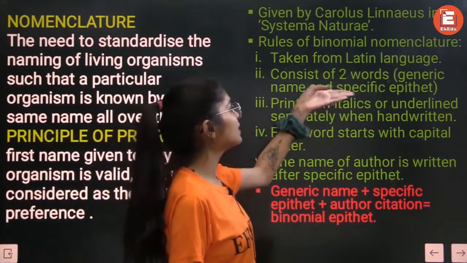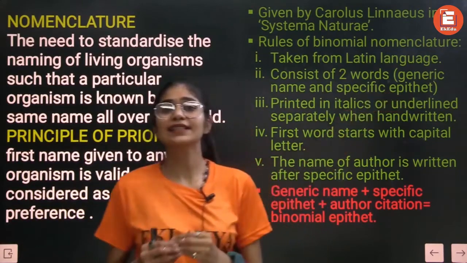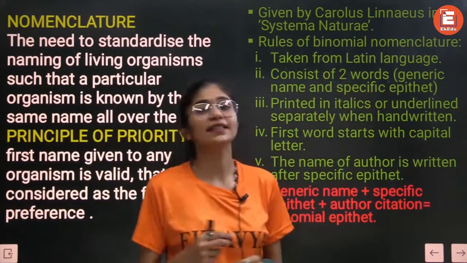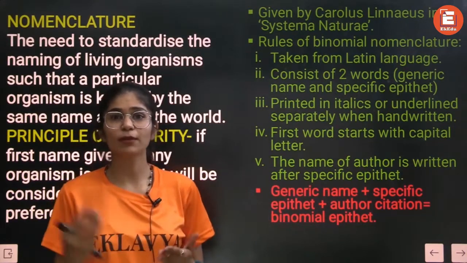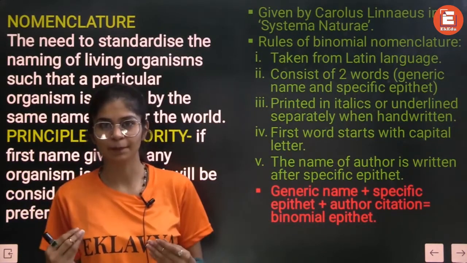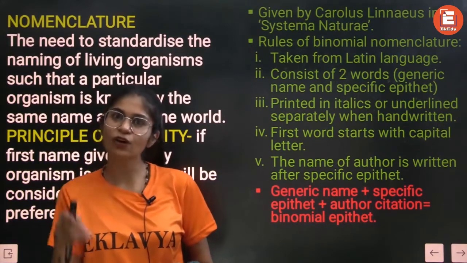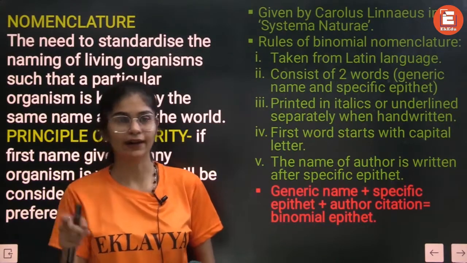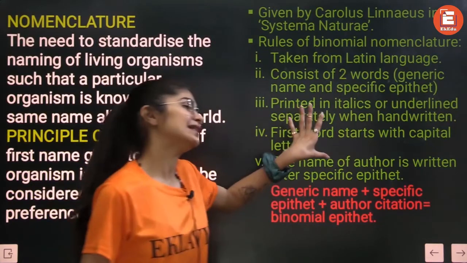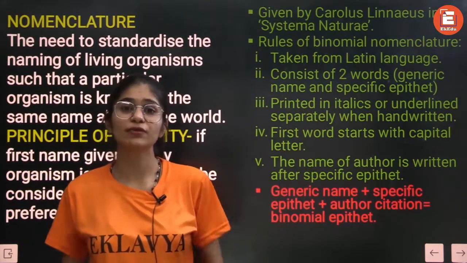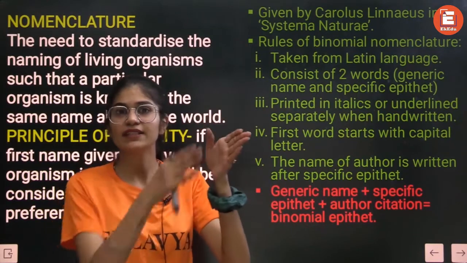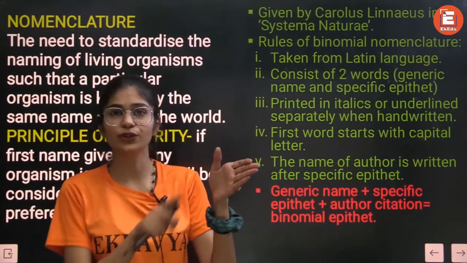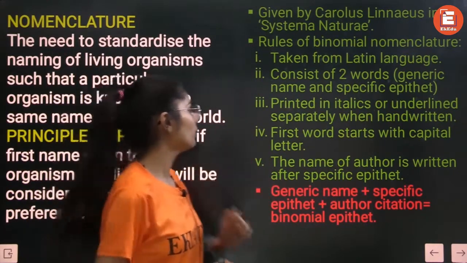The second name is the specific epithet. When we're talking about one specific mango, the mango that you cut and eat, that specific mango is called Mangifera indica. The third point tells us how to write these names so that we understand this is a scientific name, the name that the entire world uses for mango. How do we write it?